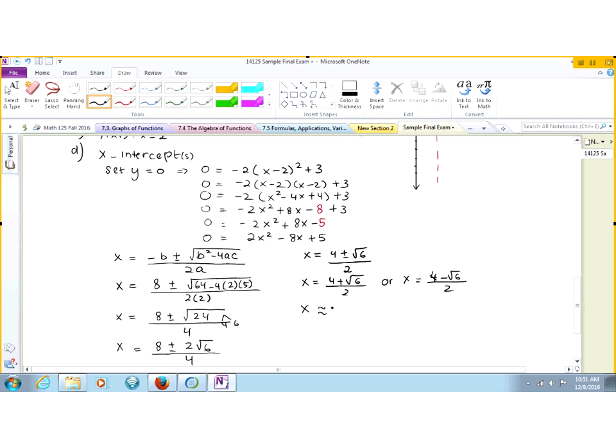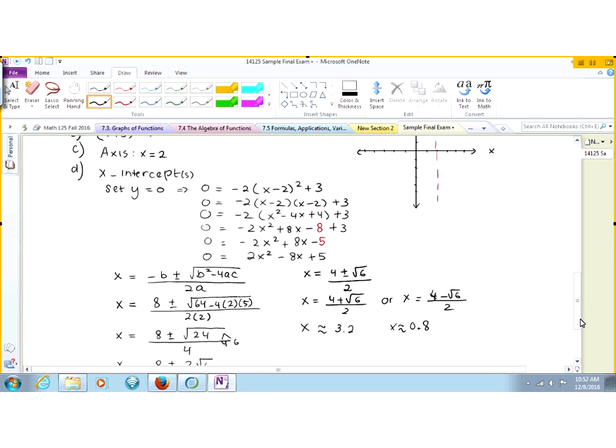So please remember to bring your calculator. 4 plus square root of 6 divided by 2. So this is what, 3.22? 3.2 approximately. So 4 minus square root of 6 divided by 2. So this will be 0.78 approximately, or 0.8. Because I mean, I just need to graph it, right?